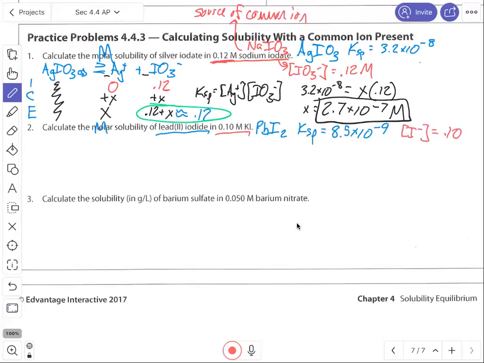Go ahead and set up your problem the same way we set up the first one. The thing I will note that is different about this problem is this guy right here is going to play a factor in your setup, both in the KSP expression itself and in your change line. So try and set it up and let's see what you get.